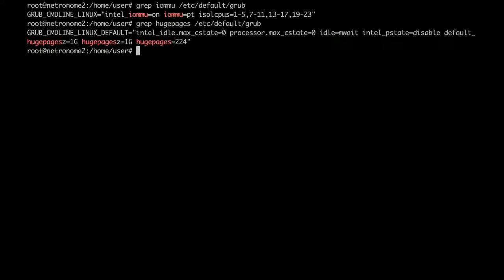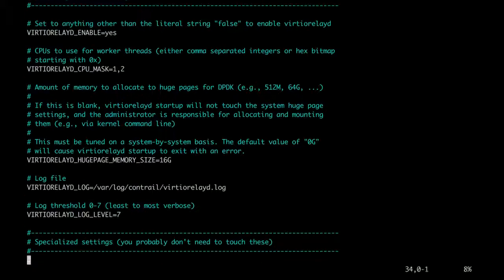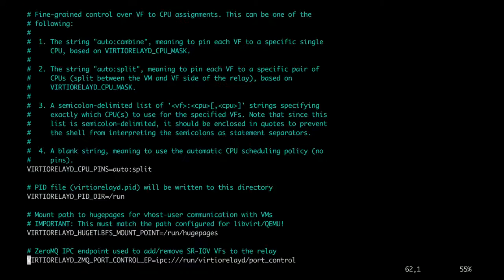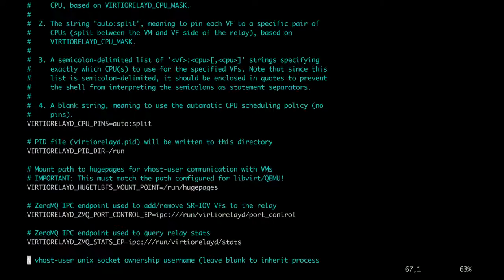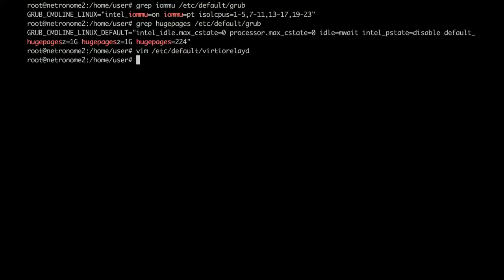Agilio-based deployment for virtio NICs requires the virtio relay daemon to be configured. For this scenario, the virtio relay will be pinned on CPU cores number 1 and number 2. To act as a generator and receiver, the VM should use pinned vCPUs. For this, Nova should be configured with respect to the isolated host CPU cores.